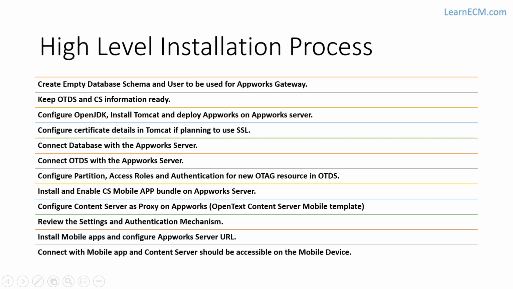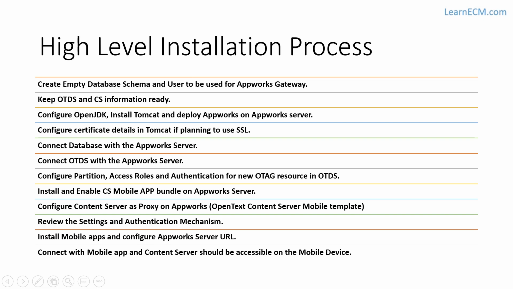Then we need to make sure that we have the OTDS and the CS information ready during installation. Third would be to configure OpenJDK and then install Tomcat and deploy AppWorks on the AppWorks server. So we need a VM where we will configure this OpenJDK. Then we will configure our Tomcat.